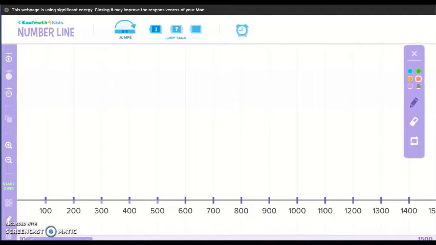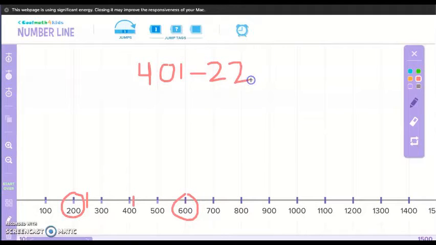A second grader might want to use a model to find the answer to this subtraction problem. The student could use an open number line like this to start their thinking. The number line ranges farther than what we need, but what you are focusing on is 228, which is right here, and 401, which is right here. So 401 minus 228.